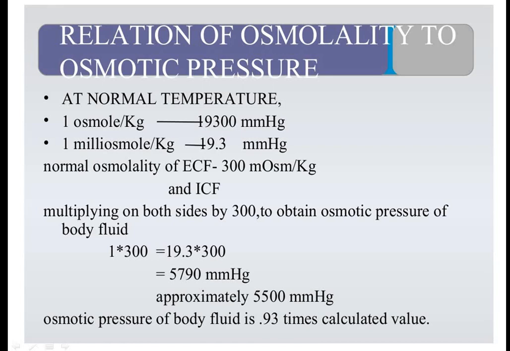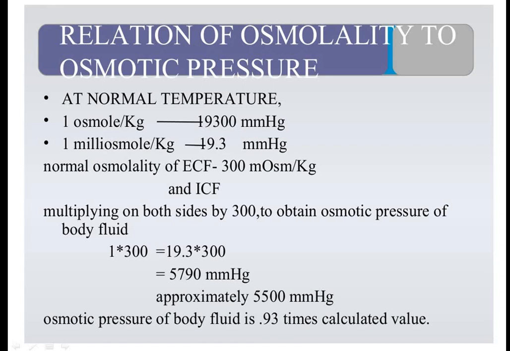And what is the relation of osmolarity to the osmotic pressure? At normal body temperature, 1 osmole per kg will exert a pressure of 19,300 millimeters of mercury. And if we talk of 1 milliosmole per kg, it exerts a pressure of 19.3 millimeters of mercury.